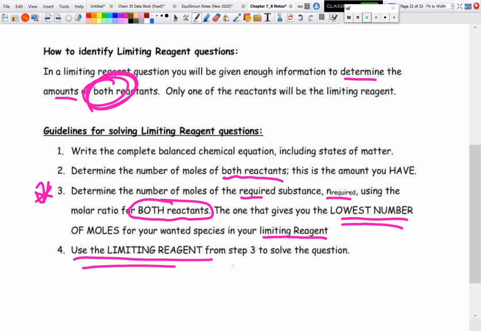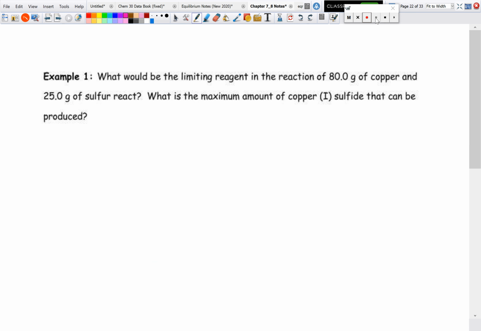So yes, there's just a little more work that needs to be done, but for the most part, as long as we can get to step 3, where you find the number of moles of your wanted substance twice and then use the lowest number for step 4, you're going to be okay. So let's look at one of the examples on the next page.